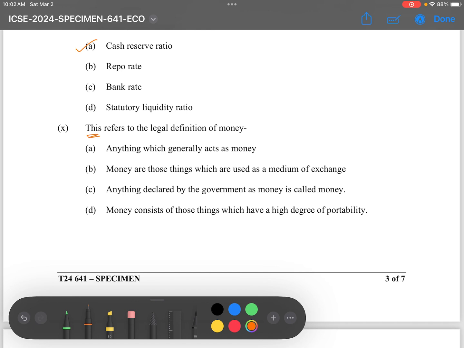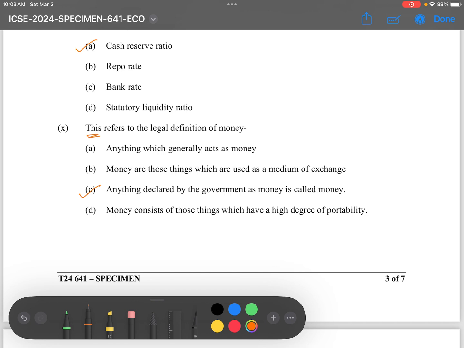So when you look at these four options, first one says anything that generally acts as money. Now anything generally cannot act as money. Yes, we cannot use any paper or anything as money. Second option is money are those things which are used as a medium of exchange. Now those things means we are talking actually about barter system here. C is anything declared by the government as money is called money. Now this is close to what legal definition of money says, that money is what the law says money is. So this is your correct answer.